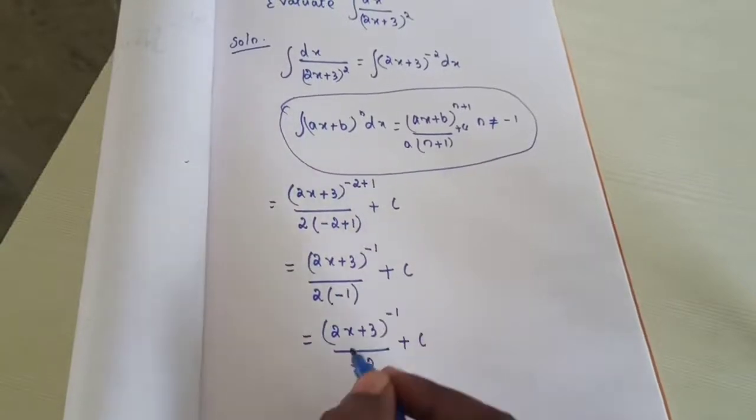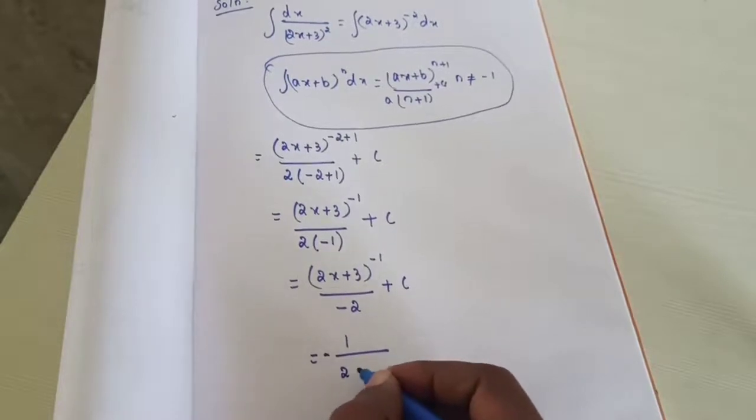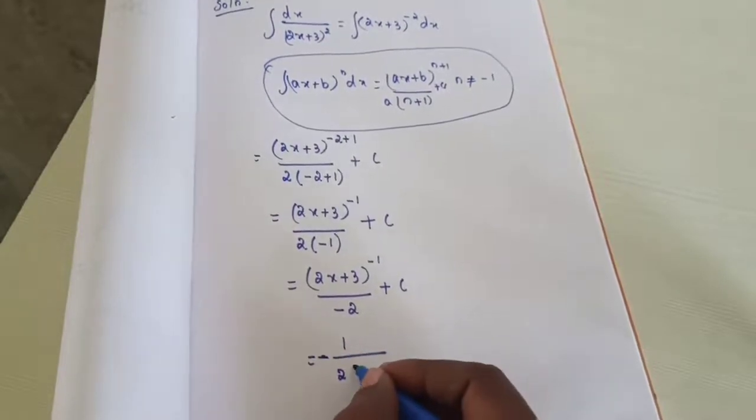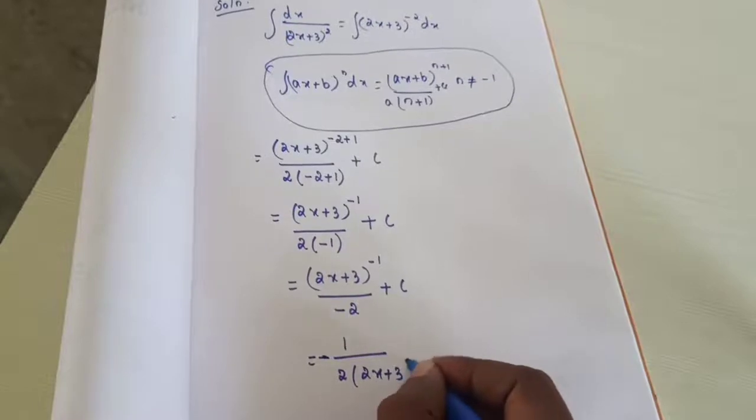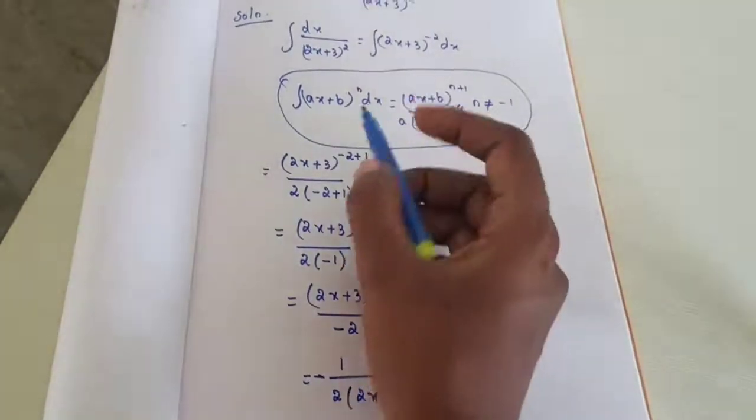What's the reason? The power is minus 1. So minus 2, is it right? Minus 2. We can write this minus here, 2x + 3, plus c. This is the required answer. So very easy. Okay, so 2x + 3.